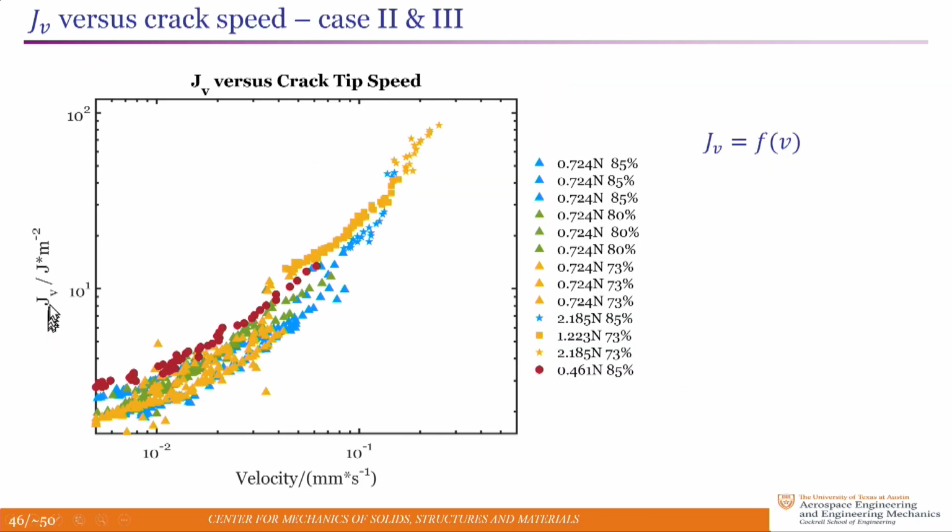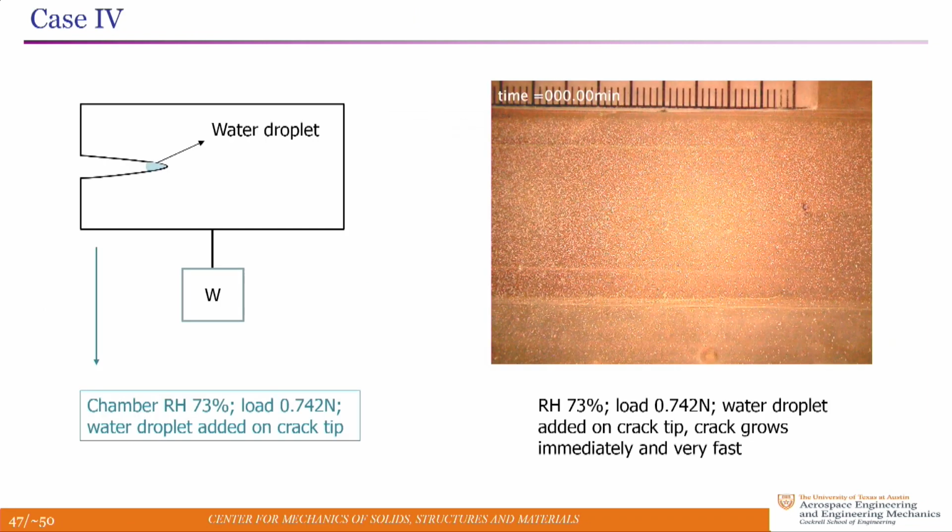This is an estimate of the energy that's dissipated in the fracture process zone. So on the order of 10 to 100 joules per meter square, depending on how fast you run the crack. Can we play with the humidity and get the fracture energy to become lower? And so we did the same experiment as before, hang the dead weight on the specimen, but after a few minutes, attack the process zone.